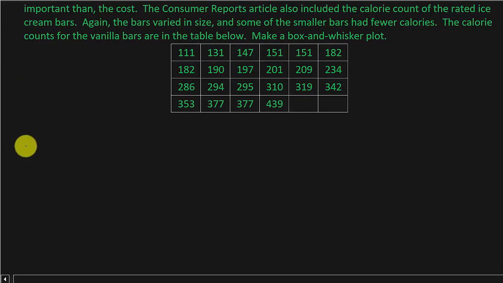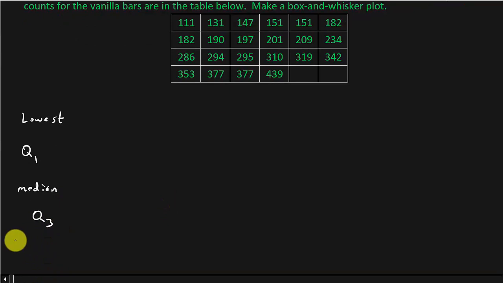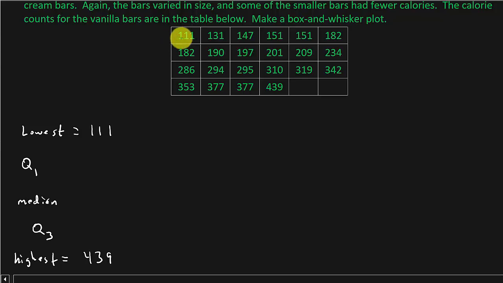So we've got to find the lowest value. We need Q1. We need the median, that's the median of all the data, Q2. Q3, and the highest value. All right, so let's just knock out the lowest and highest right off the bat. We've got the data in order, so there's the lowest value, there's the highest value.